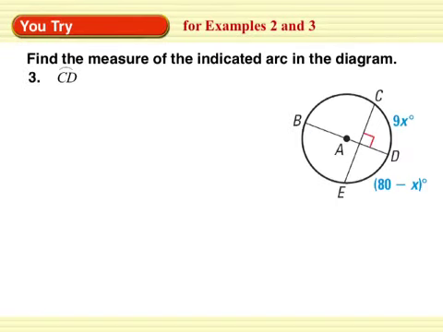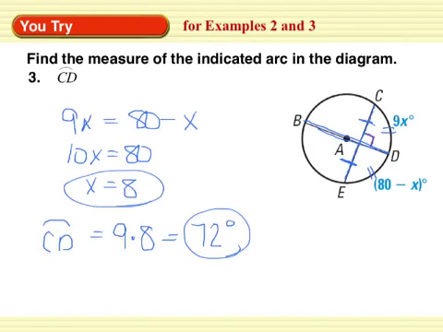You try. Find the measure of the indicated arc in the diagram. First, we're trying to find arc CD. Here we have a diameter that's perpendicular to a chord, which means the chord is cut into equal pieces, and the arcs are equal pieces. Okay, so use that information to finish the problem. Alright, arc CD is 72 degrees.